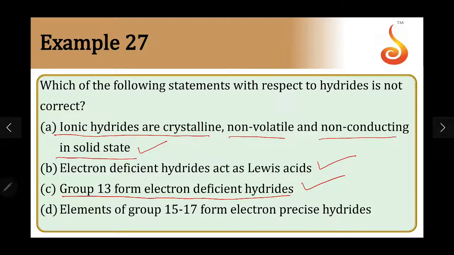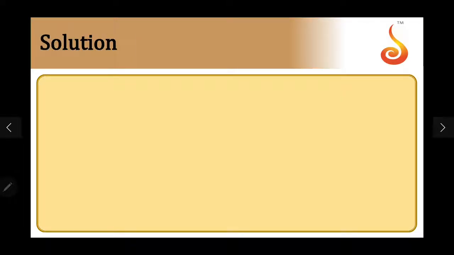Elements of group 15 to 17 form electron precise hydrides. Electron precise hydrides means there should not be any lone pair on the central atom. So group 14 elements, carbon, CH4, SiH4, are going to be electron precise hydrides, but NH3, PH3, nitrogen and phosphorus have one lone pair, H2O, oxygen has two lone pairs, so they are not electron precise hydrides. So option D is the wrong statement. So answer for this particular question is D.